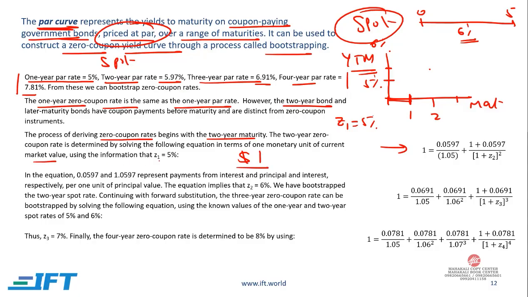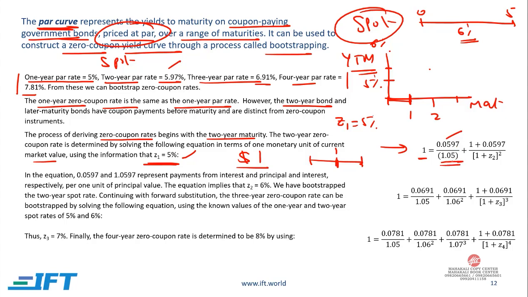And let's say that the value for Z1 is 5%. This is already given. And we know that the market value is 1 because this bond is trading at par. We take the first coupon. So for a 2-year bond, the first coupon is paid at the end of 1 year. And this coupon payment is going to be basically the yield, which is 5.97%. So the first cash flow is 0.0597. That's happening over here.